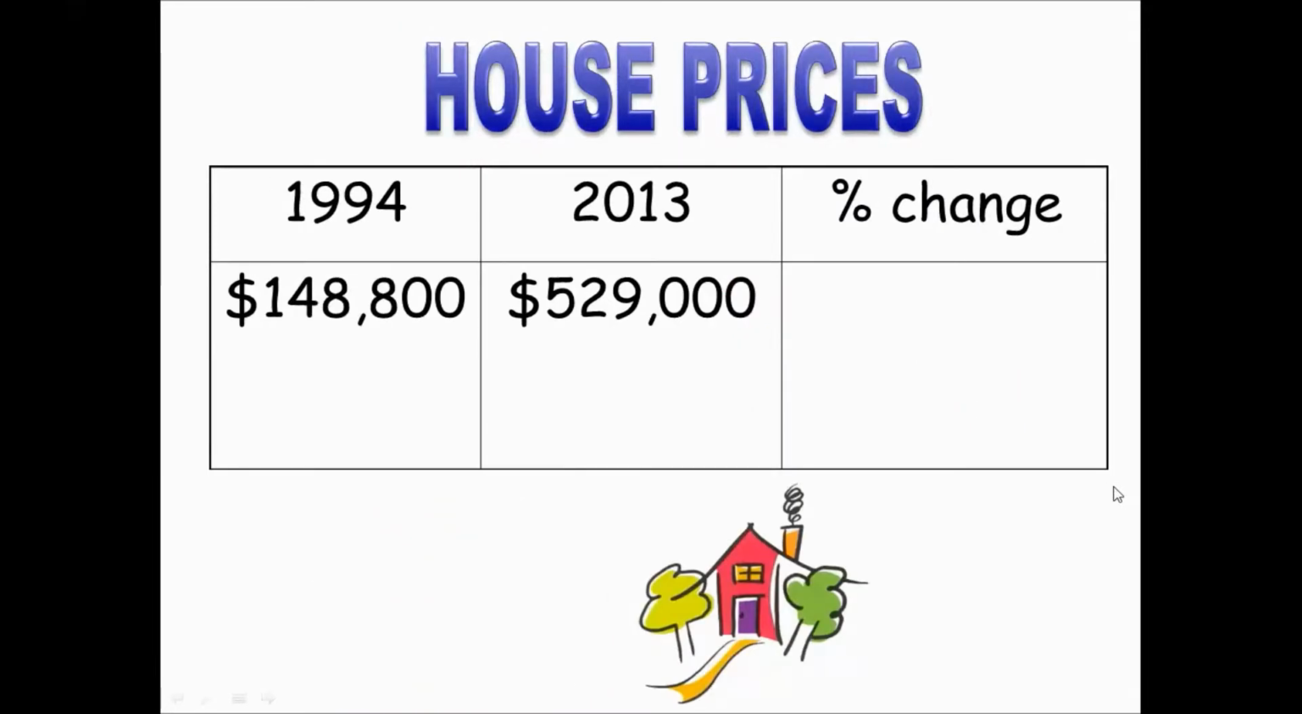Now, median house prices, or average house price in 1994 was $148,800. The median house price in 2013, however, was $529,000. Take a few moments to work out the percentage change here.